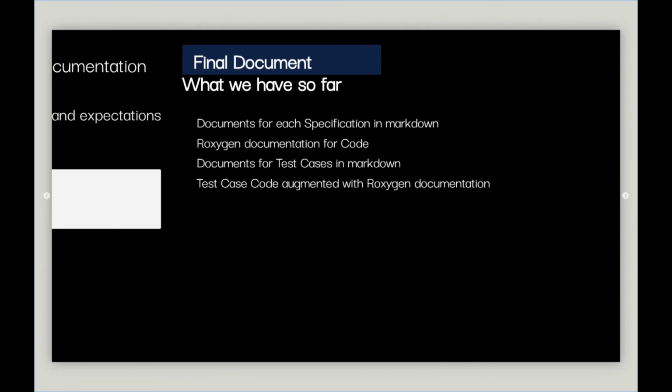So what do we have so far? We have documents for each specification that are written in Markdown, that live within the R package. We have Roxygen documentation for our code that is documenting who wrote the functions and all the parameters surrounding that. We have documents for test cases, also written in Markdown, that live within the R package, and then we have this test case code that is augmented through Roxygen documentation describing who wrote the test code.